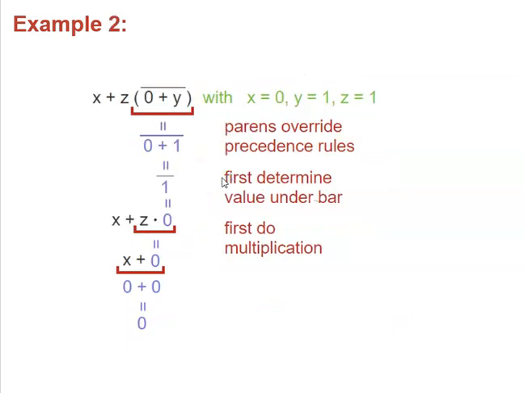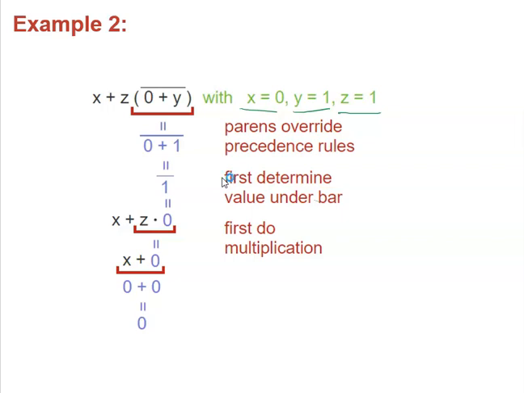Let's look at another example. In this case, you have x plus z, and then 0 plus y, with the bar over the whole thing, and that's in parentheses being multiplied by z. The set of input values are x equals 0, y equals 1, and z equals 1. When you have a bar like this over the whole expression, you have to first evaluate what is beneath that bar, and then you take the bar or the negation of that expression.